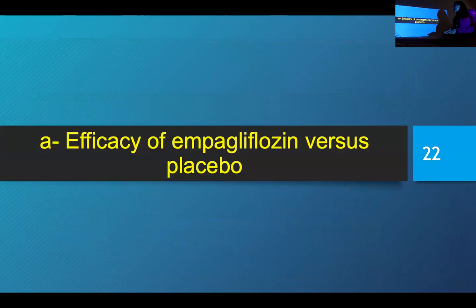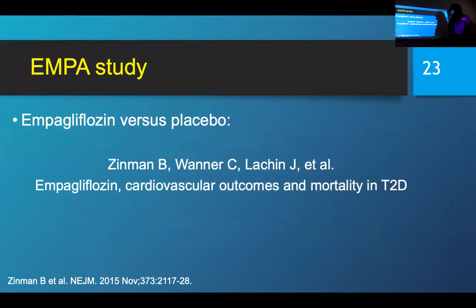So in the next coming slides, I will be talking to you about trials that have compared the efficacy of these SGLT2 inhibitors compared to others or compared to placebo in type 2 diabetes patients with comorbidities. Let's start with the empagliflozin trial, where the researchers wanted to know the effect of empagliflozin on the cardiovascular outcome and mortality in type 2 diabetes patients.